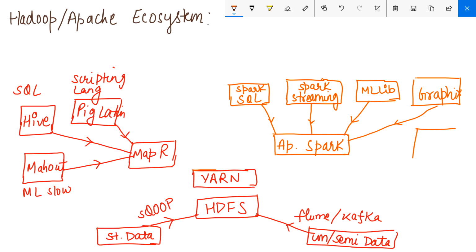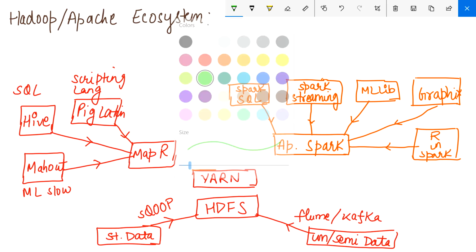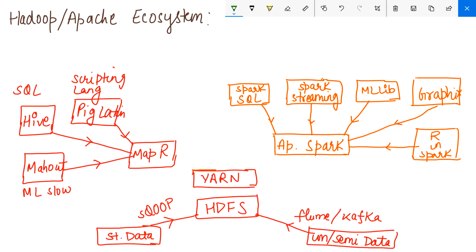Then there is one more new thing introduced recently, which is R programming in Spark. This is mostly used by data scientists. Okay, and we are left with one thing which is again common to both Hadoop and Apache, which is Oozie or Falcon.